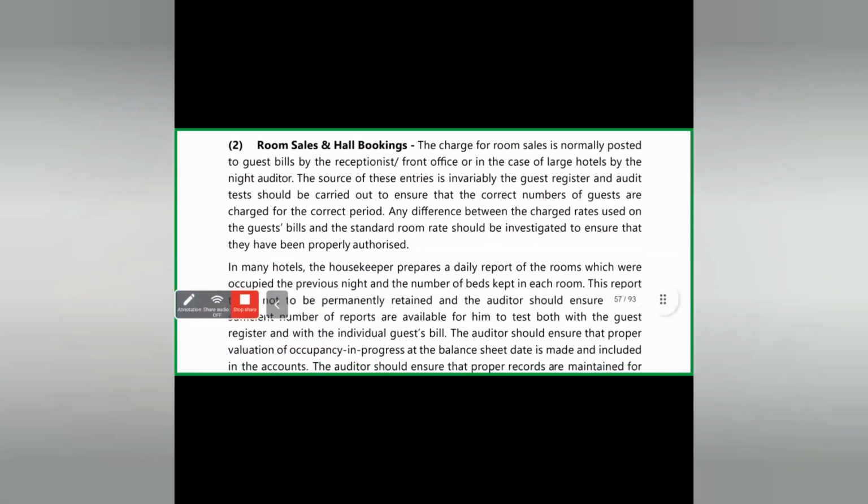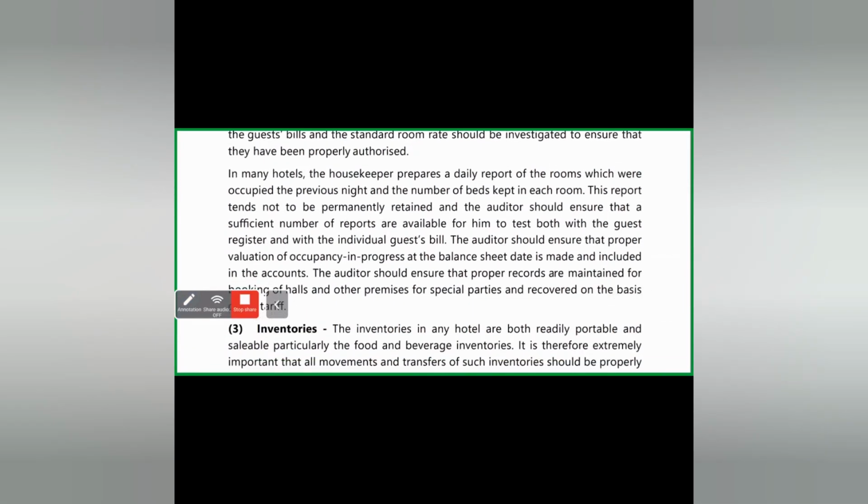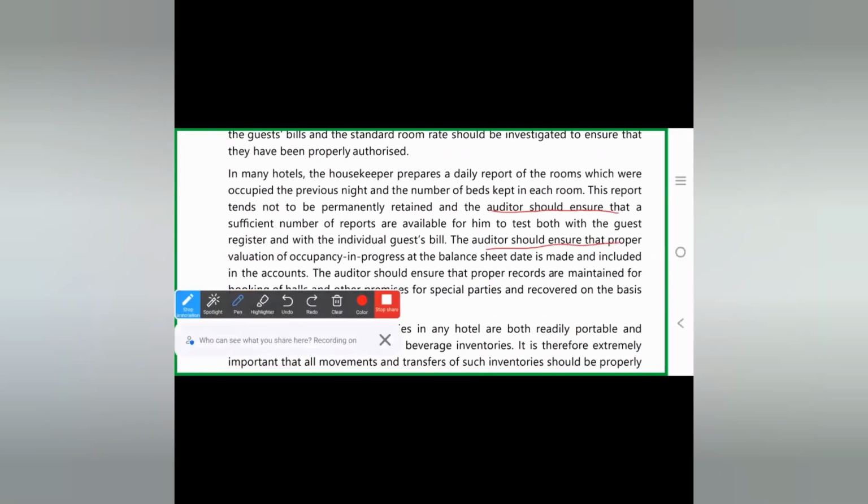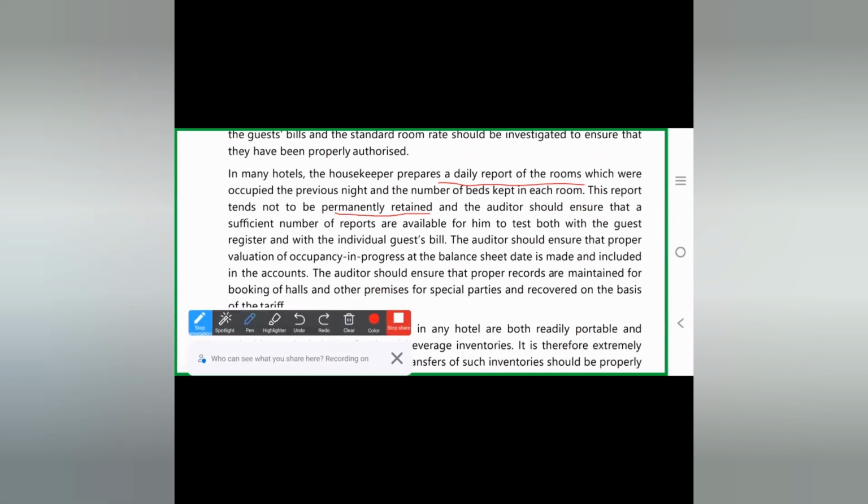In many hotels, the housekeeper prepares a daily report of the rooms. In that case, this report tends not to be permanently retained, and the auditor should ensure that a sufficient number of reports are available to him.